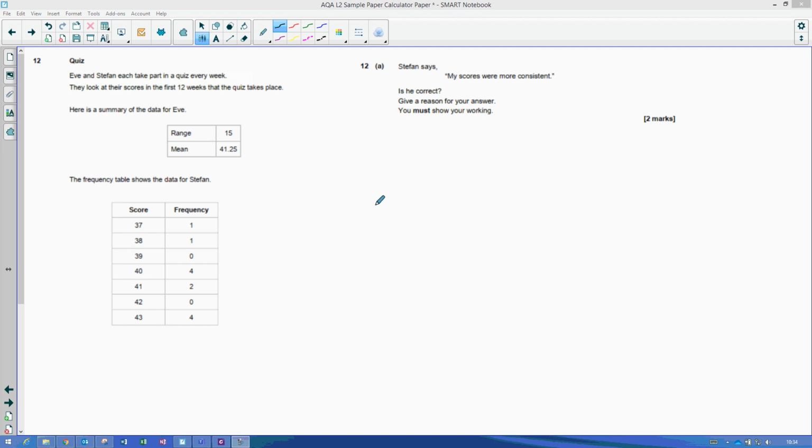AQA Level 2 Sample Paper, Calculator Section, Question 12. So this question is about a quiz. Eve and Stefan each take part in a quiz every week. We look at their scores for the first 12 weeks the quiz takes place.